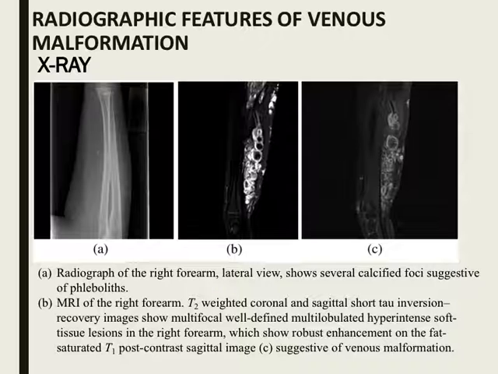So this patient had a soft tissue mass and X-ray showed phleboliths in it. And then on the MRI, T2 showed that it was hyperintense, having areas of signal void, heterogeneous in appearance. Contrast showed enhancement. We're still having those signal void areas suggestive of thrombi or phleboliths.